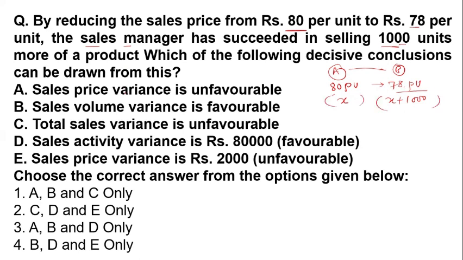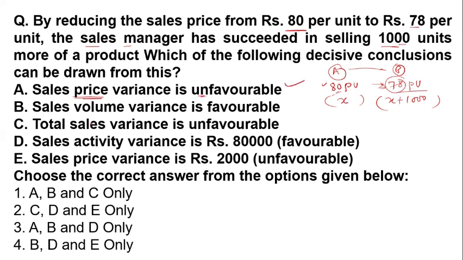Now we are going to read the statements. Statement 1: the sales price variance is unfavorable. Yes ma'am, because before he sold at 80 rupees, and after he decides on 78 rupees, so the variance is going to be unfavorable, meaning he is not increasing his selling price. So this statement is correct.